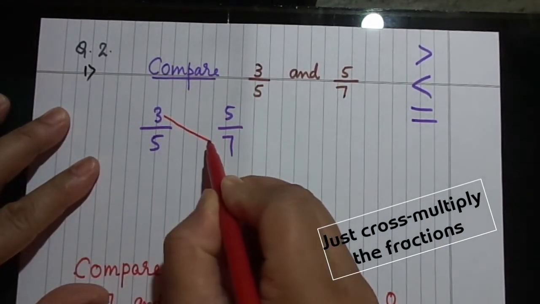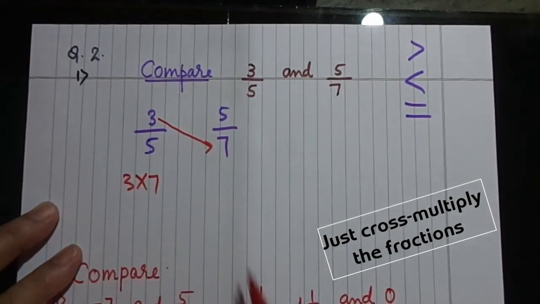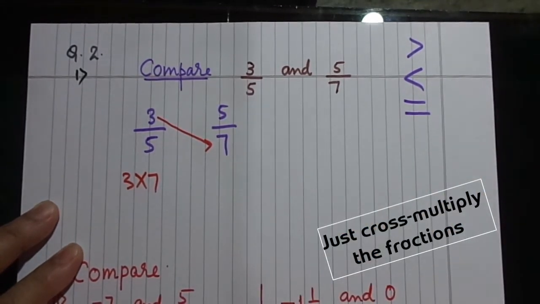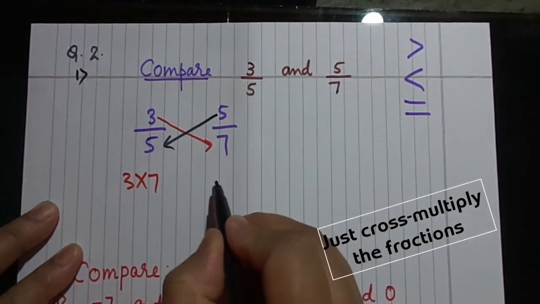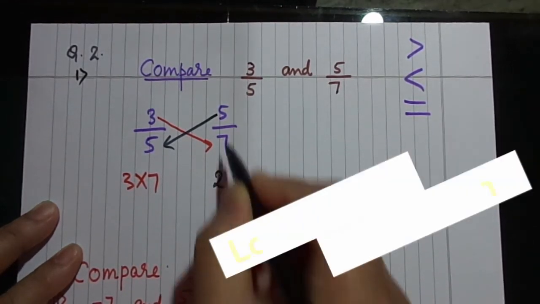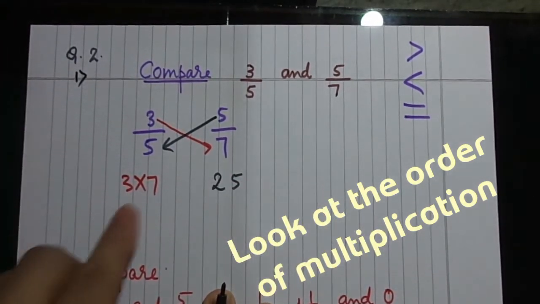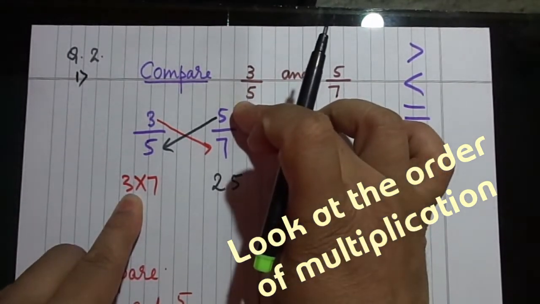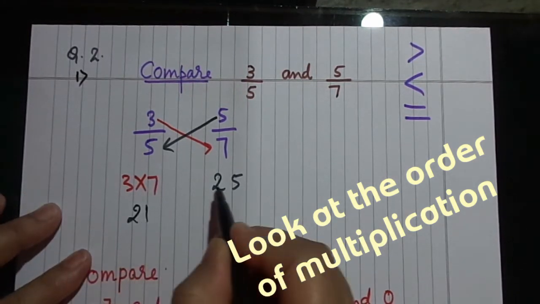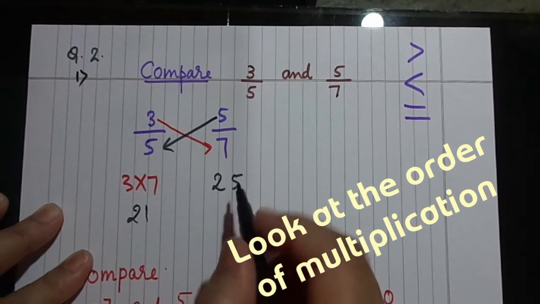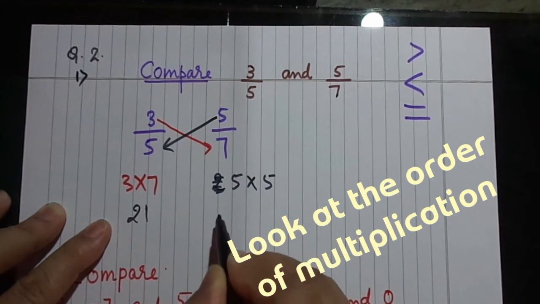The numerator of this should be multiplied by 7. 3 into 7. And then the numerator of this number should be multiplied by this, and I am going to write 25. 5 times 5. Start from the numerator only. Numerator from the left should be written in the left. Numerator from the right should be written in the right. Clear? So 3 times 7 is 21 and 5 times 5 is 25, isn't it? Let me mention it over here.